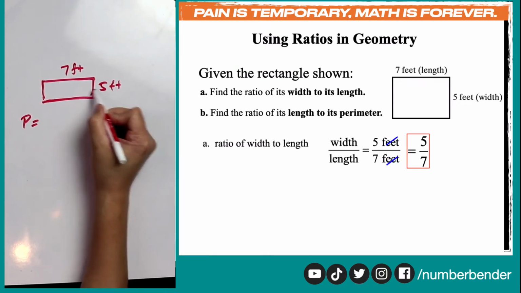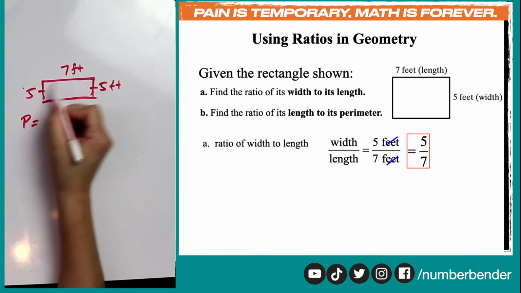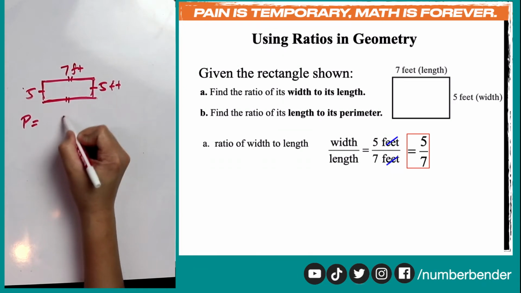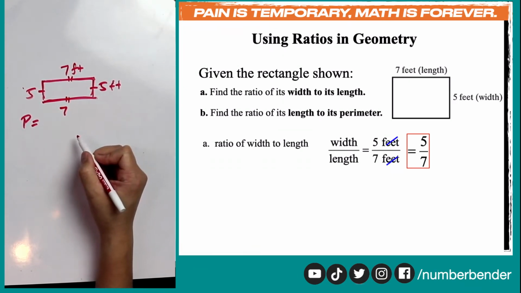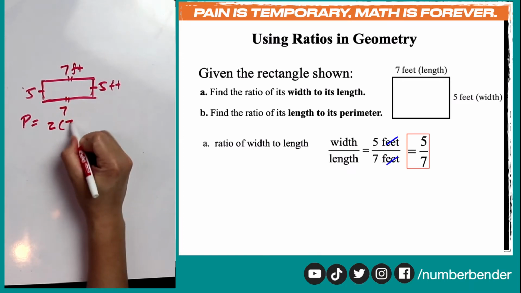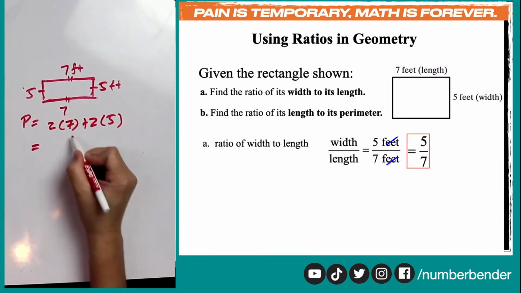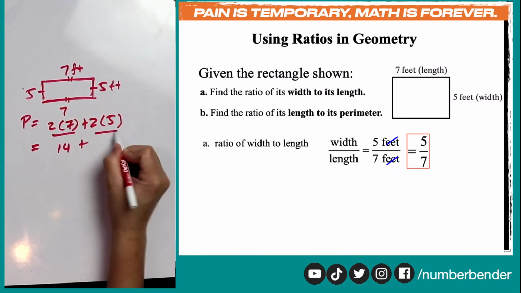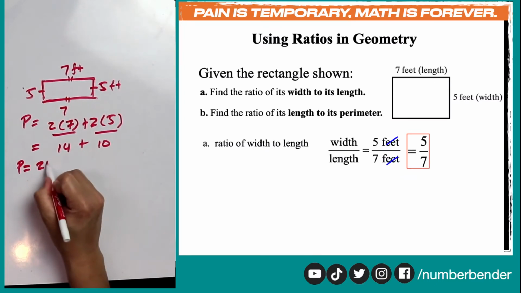So if this is 5 feet, we know that it's congruent to the opposite side. So this is also 5 feet. And if this is 7 feet, this is congruent to the other side or opposite side. So this is 7. So to find the perimeter, all we need to do is to add twice 7 plus twice 5. And we'll have 14 plus 10. So the perimeter of this rectangle is equal to 24.